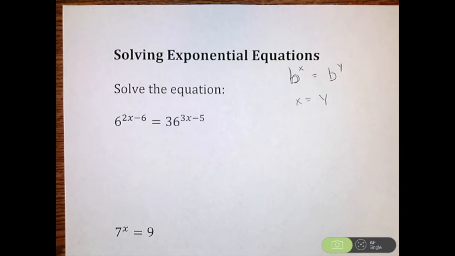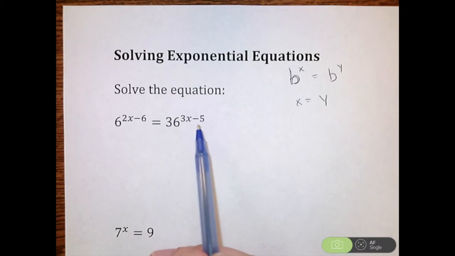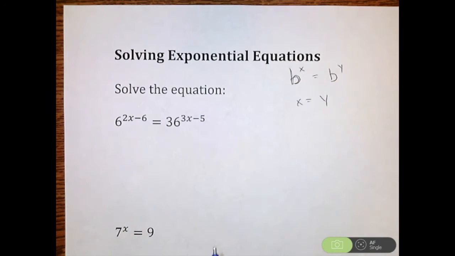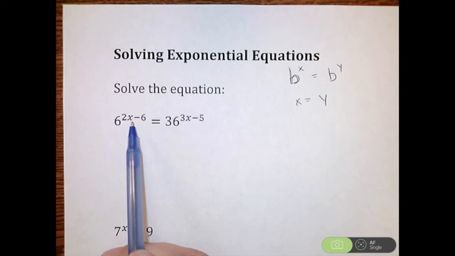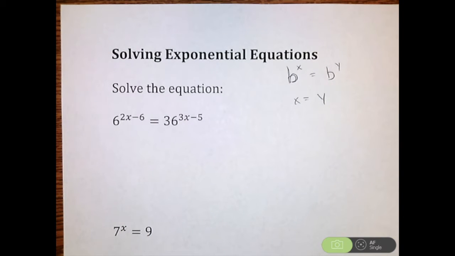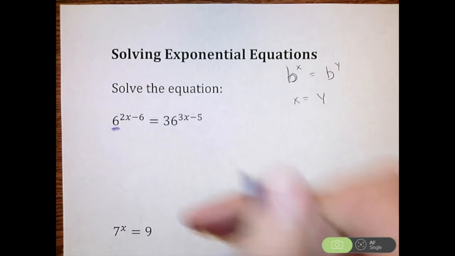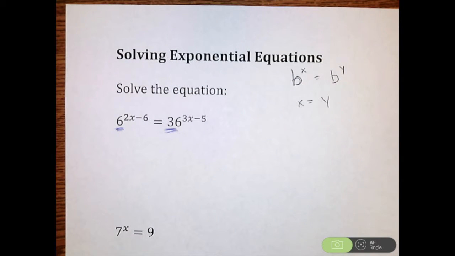So our first example, we have 6 raised to the 2x minus 6, and then 36 raised to an exponent of 3x minus 5. So keeping that theorem in mind, if we have the same base, we can do some pretty neat stuff there. We're trying to solve for x, and x is on both sides. One thing I notice here is on the left side, I have a base of 6. On the right, I have a base of 36. Now, thinking mathematically, you should be thinking those bases are very close, but not quite the same.